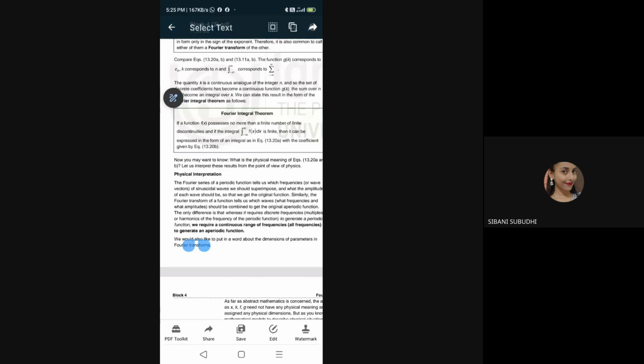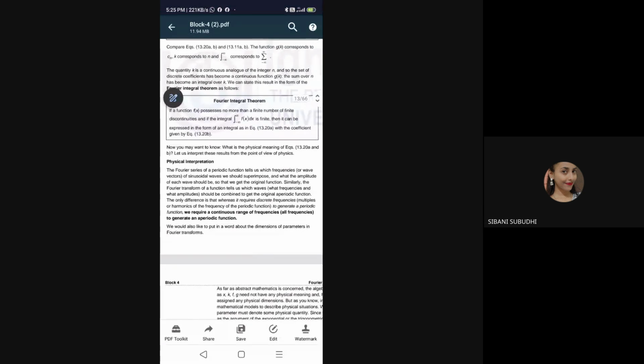The Fourier series of a periodic function tells us which frequencies or wave vectors of sinusoidal waves we should superimpose, and what the amplitude of each wave should be, so that we get the original function. Similarly, the Fourier transform of a function tells us which waves at what frequencies and what amplitudes should be combined to get the original aperiodic function.